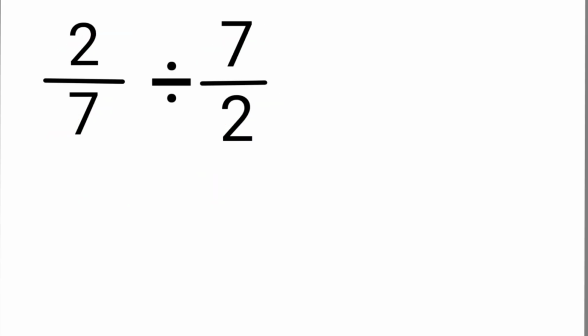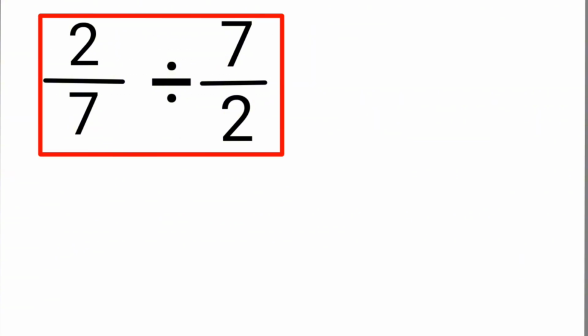The correct way to solve this question is to apply the CCF rule. What is the CCF rule? First, you have to copy this 2 by 7 itself, and this division is changed into multiplication, and we have to flip the last one. As it is 7 by 2, so we will write 2 by 7.